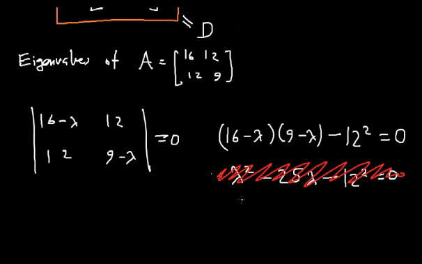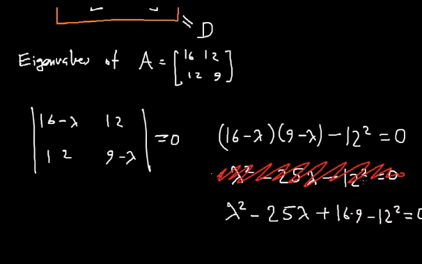And instead what we get here is something much nicer. Lambda squared minus 25 lambda. Exactly, because 16 times 9 is equal to 12 squared. We're going to have here plus 12 squared. Well, let's write it properly. Plus 16 times 9 and minus 12 squared. And so this falls away.